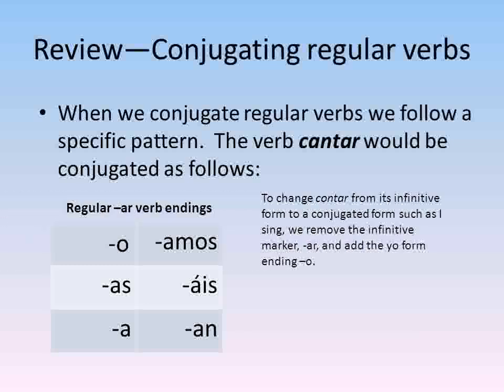Now, if we want to change that verb cantar from to sing to I sing, the first step is to remove that infinitive marker, that AR. Once we've removed the AR, then we can take the O ending and move it over. And then we have the verb canto, which means I sing.